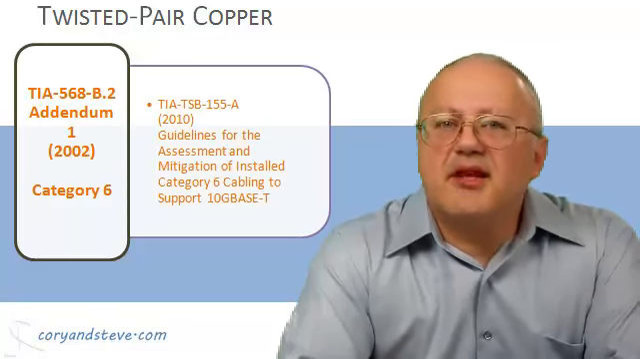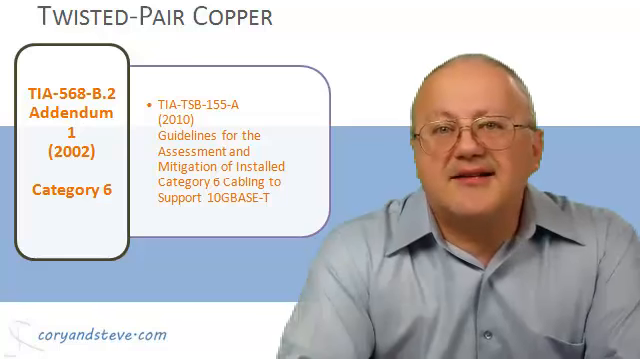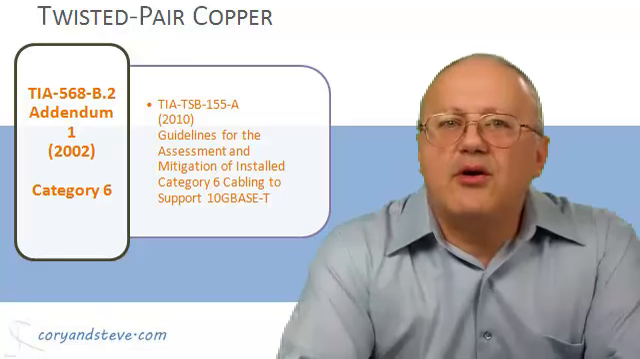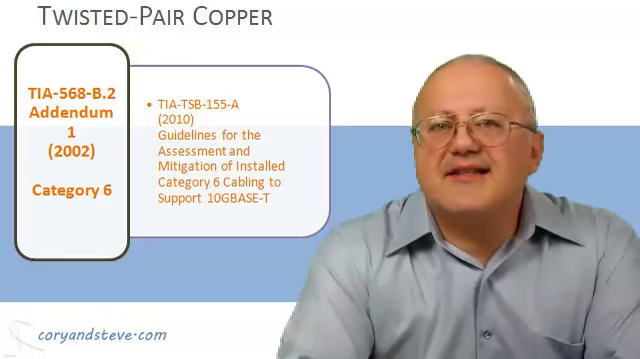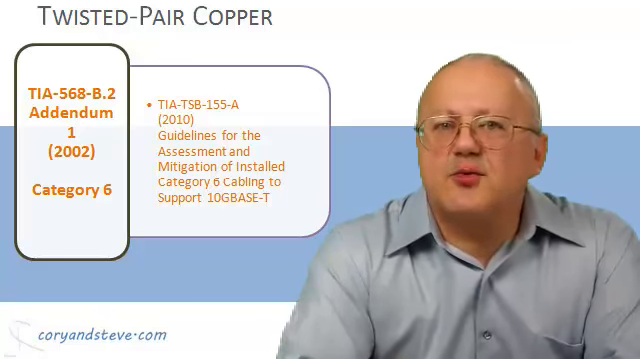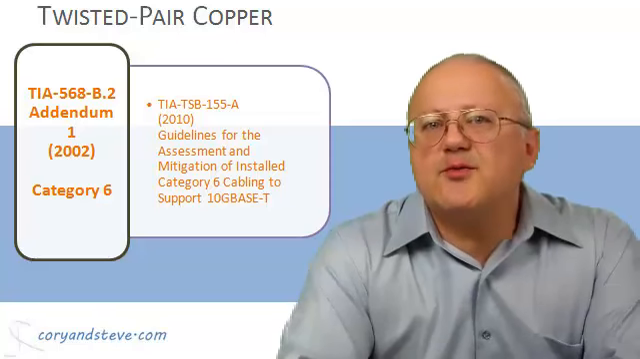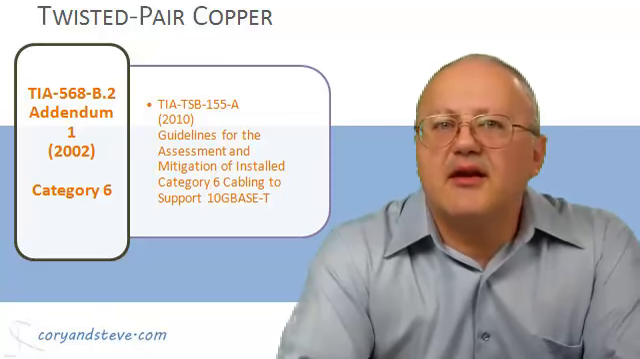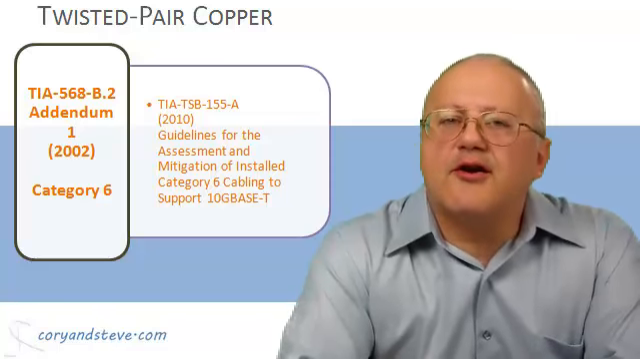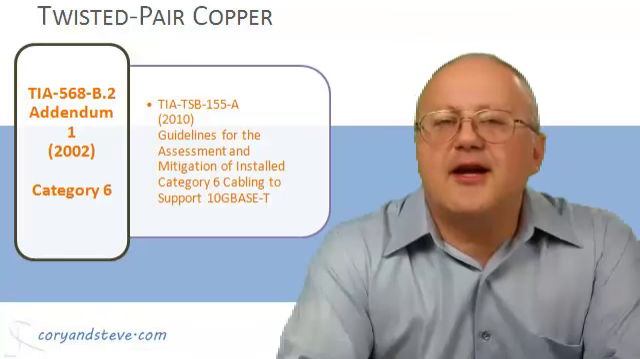Here is nearly the same thing for Category 6. I say nearly because in the case of Cat 6, it's a little more narrow. We're not testing to see if Cat 6 will pass Cat 6A specs. We know it won't. Instead, we want to test the Cat 6 runs we have in our building to see which ones will support 10 gigabit Ethernet. If we're lucky, they all will, but at best over a channel no longer than 55 meters or 180 feet.